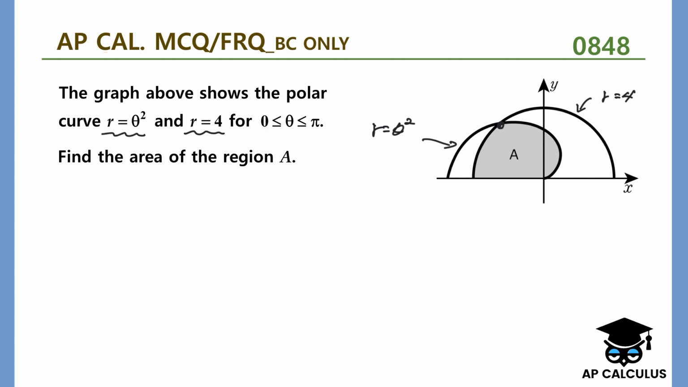When we have two polar curves and they intersect at some point, always draw a ray from the pole or the origin to this intersection. Now we have to find the angle from here to here. At this point right here, the r from this curve at this angle is this, and they have the same values of r. So we're going to let this r equal this r, which is theta squared equal to 4.